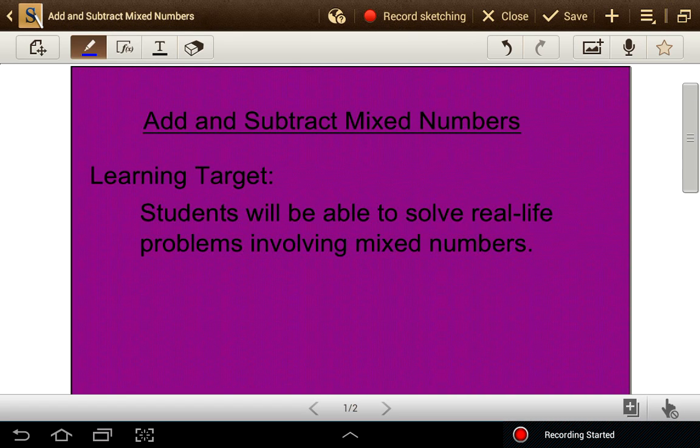Tonight we are going to be talking about how to add and subtract mixed numbers. Our learning target is that students will be able to solve real-life problems involving mixed numbers. So make sure that you write down the title in the heading part, the top of your piece of paper, and then make sure you write down your learning target as your first line. If you need to pause, go ahead. Otherwise, I am moving on.